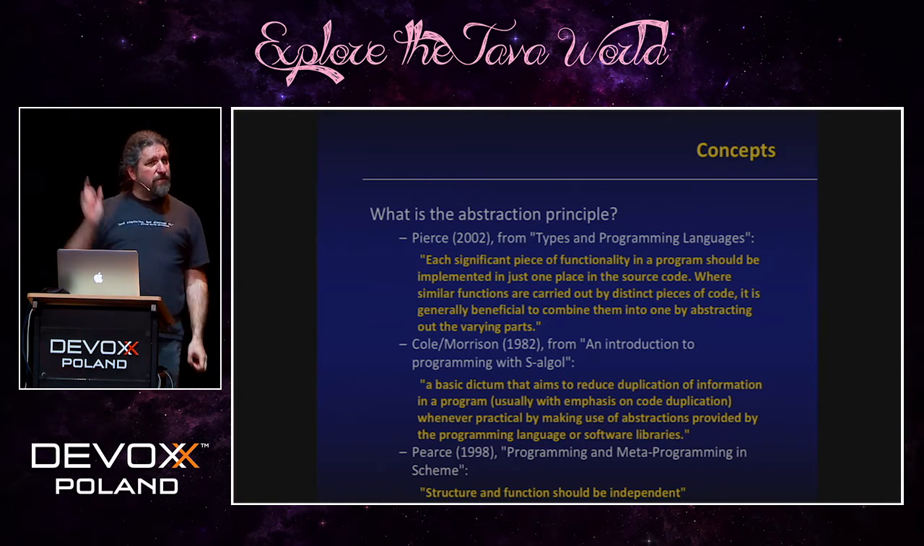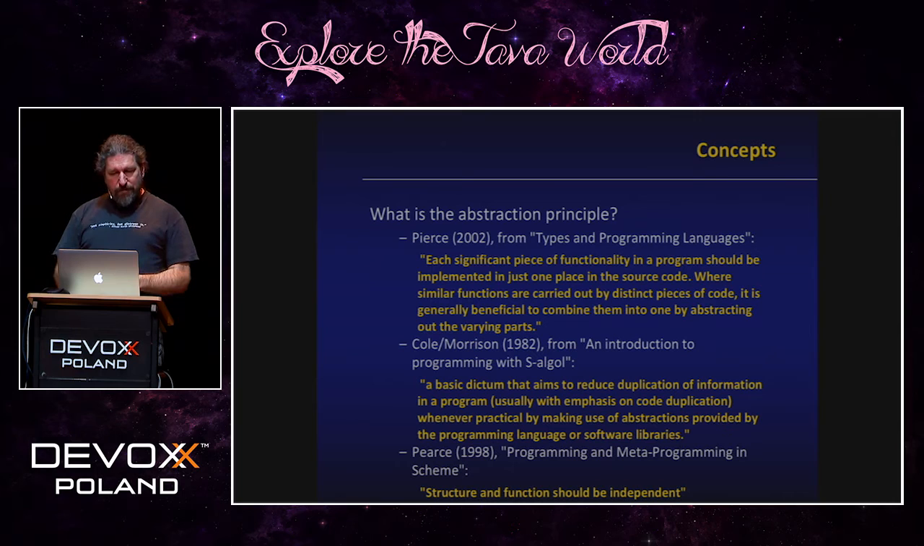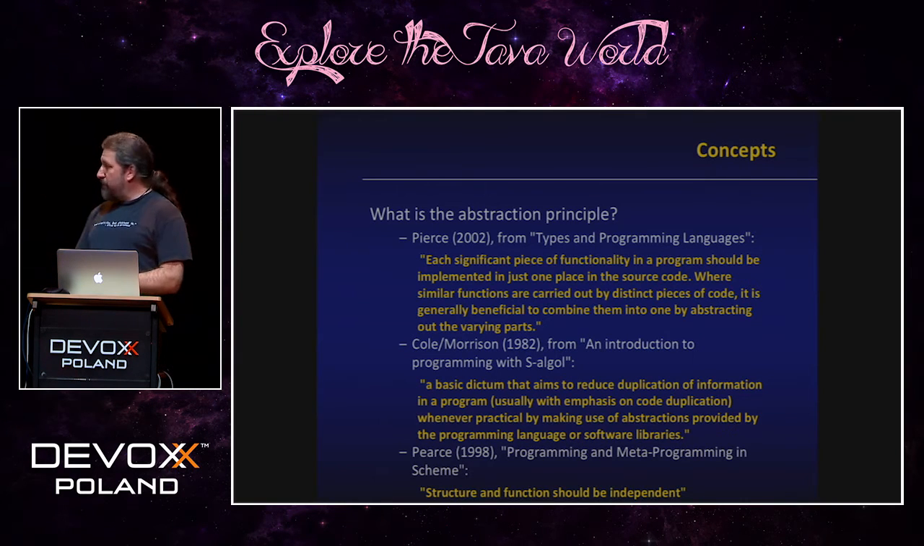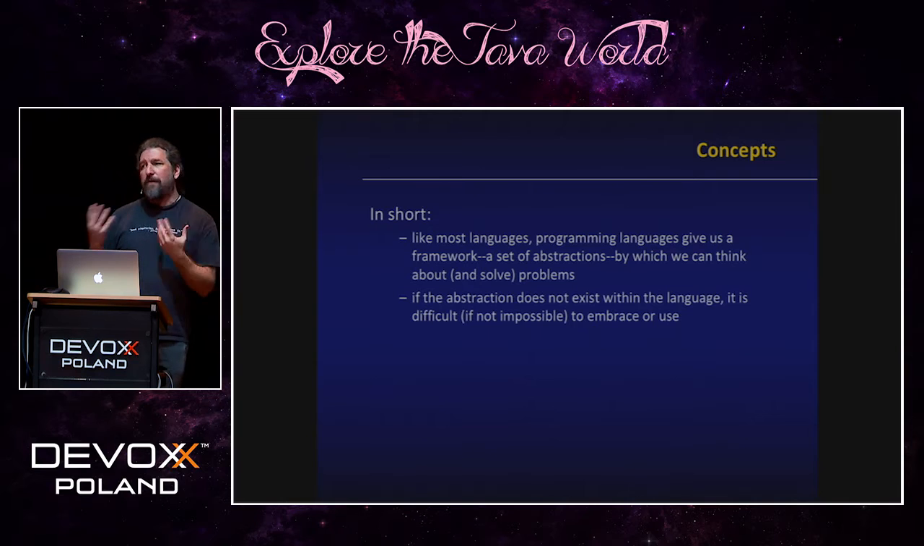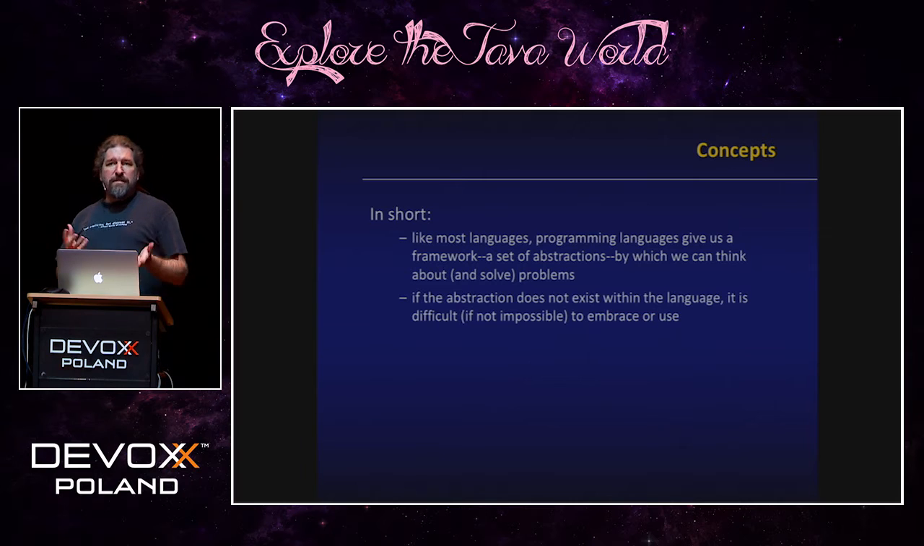Turns out that was a significant concern for Algol, which in many cases predates all of us as programmers. A basic dictum that aims to reduce duplication of information in a program, usually with an emphasis on code duplication, whenever practical, by making use of abstractions provided by the programming language or software libraries. And then Scheme, same thing: structure and function should be independent. In short, most of these languages, regardless of whether they're object-oriented, dynamic, functional, procedural, line-oriented, line-numbered, whatever, their goal is to provide abstractions that you can use to represent things once. The abstraction principle.